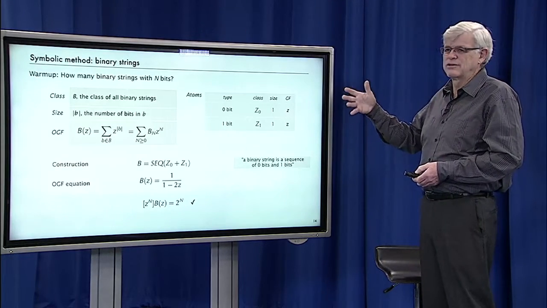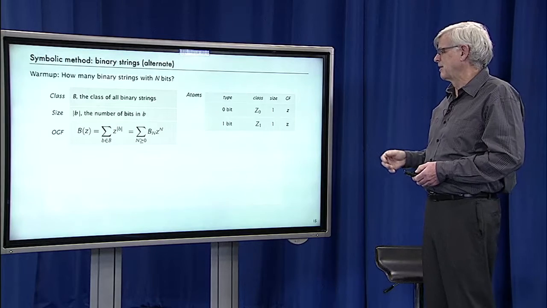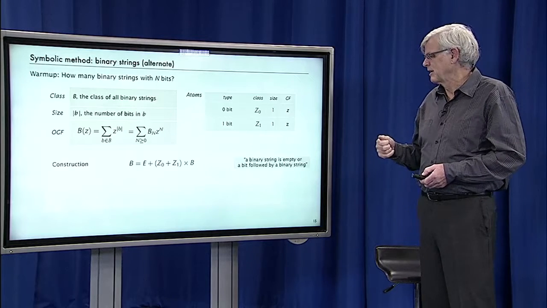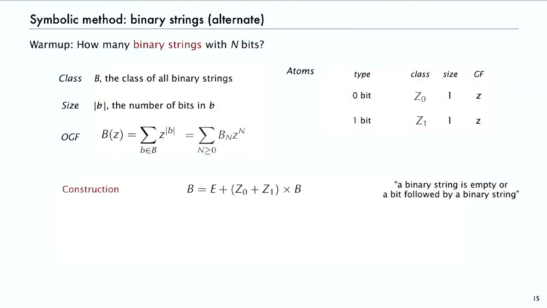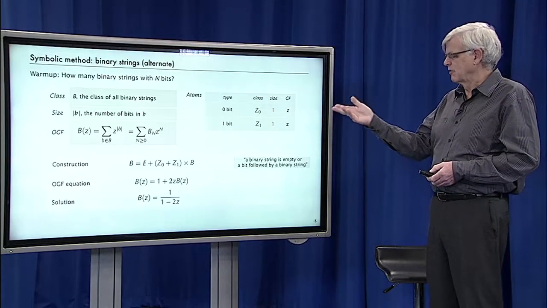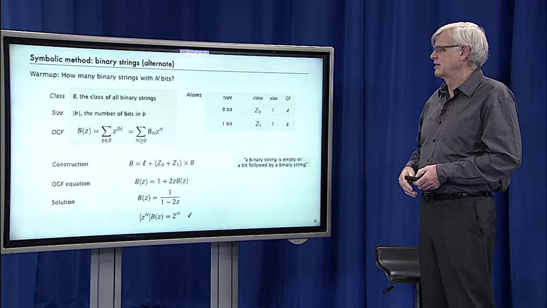Just as an aside, there's lots of ways to construct any combinatorial class. Here's an alternate way to do binary strings. The same starting point, but we can use this construction. A binary string is either empty or it's a 0 or 1 bit followed by a binary string. That leads to the generating function equation direct from the transfer theorem: 1 plus b of z equals 1 plus 2z b of z. And if you solve for b of z, you get the same result. So that's another way to do it. So again, very simple constructions, immediate transfer to GF equations. Then it's just going to be a matter of extracting coefficients.